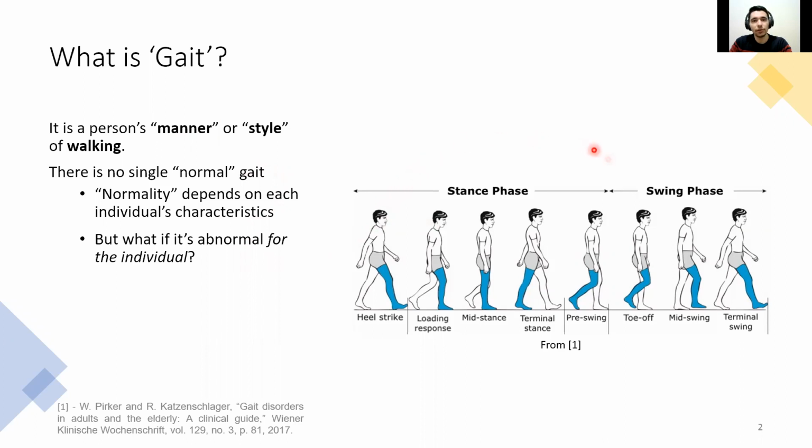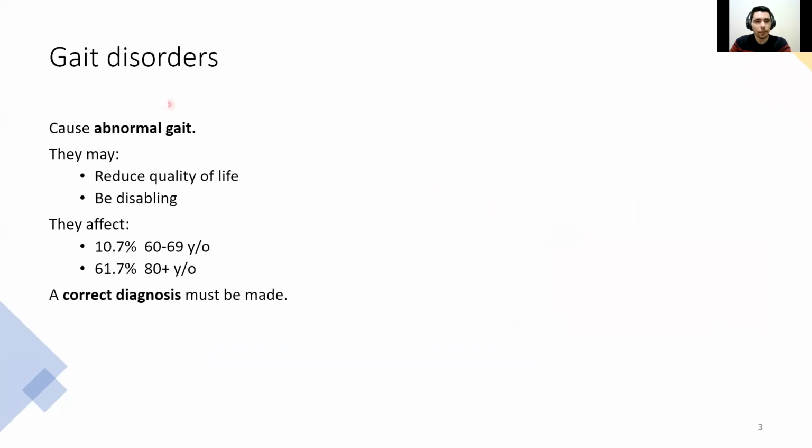So the gait cycle is divided into two phases. First, there's the stance phase, and then there's the swing phase. The stance is when the foot is on the ground, and the swing is when the foot is in the air. Gait disorders are what cause abnormal gaits, and they may reduce quality of life, be disabling, and they affect a very significant part of people above the age of 60, so a correct diagnosis must be made.